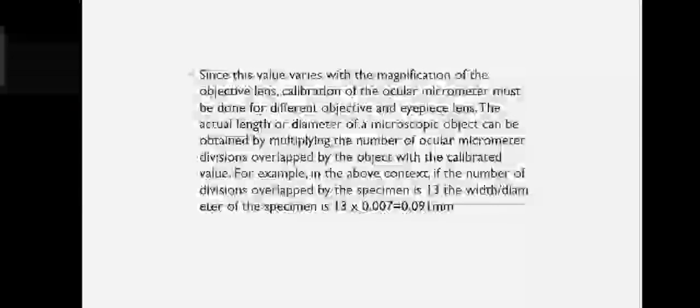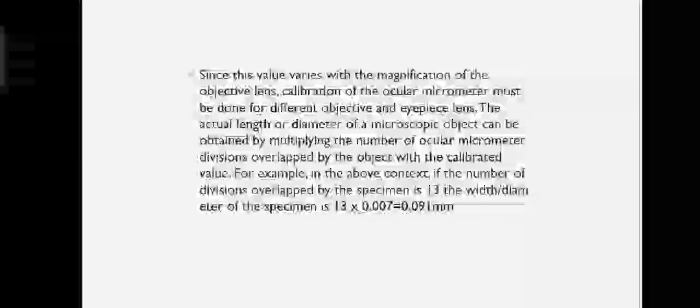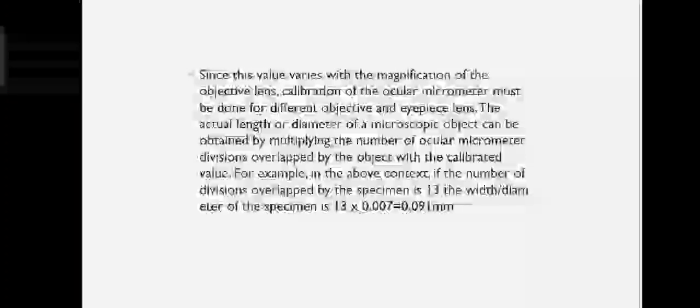The actual length or diameter of a microscopic object can be obtained by multiplying the number of ocular micrometer divisions overlapped by the object with the calibrated value. For example, in the above context, if the number of divisions overlapped by the specimen is 13, the width of the specimen is 13 × 0.07, which is equal to 0.091 mm.